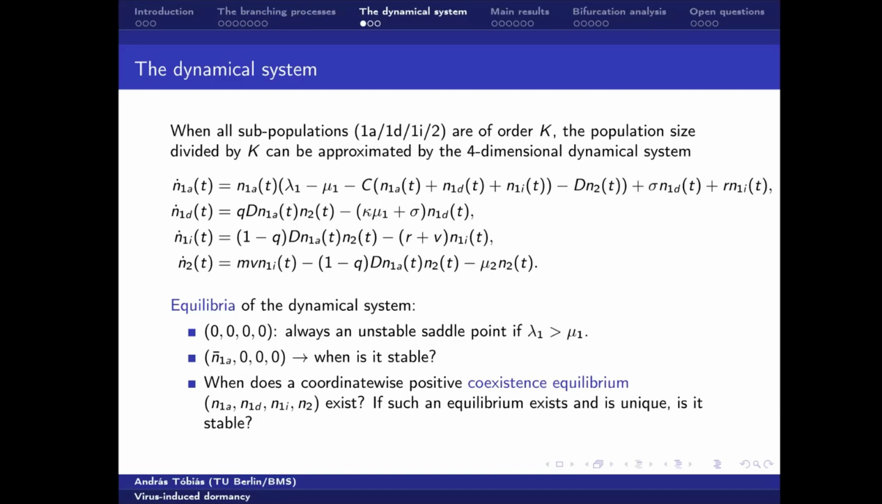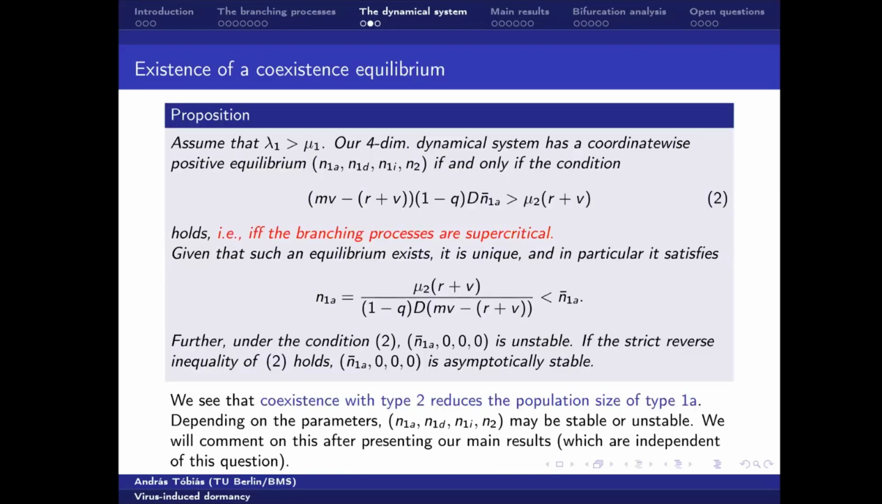Then the question is, when is this stable? And related to this, when do we have a coexistence equilibrium? When do we have a coordinate-wise positive equilibrium, which we call m1a, m1b, m1i, n2? And if it exists, is it unique? And is it stable, right? That would be the ideal situation if we could answer all these questions, but unfortunately we are not yet able to answer all of them, but we can at least answer some of them.